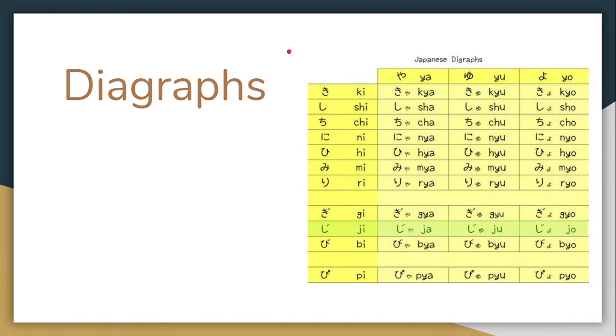Now here we have the digraphs. What we have here is for every single character that ends in I, you can drop the I and introduce one of the Y characters, a small Y character to be exact, thus changing the ki into kya, kyu, or kyo. You can only do this for the characters that end in I.